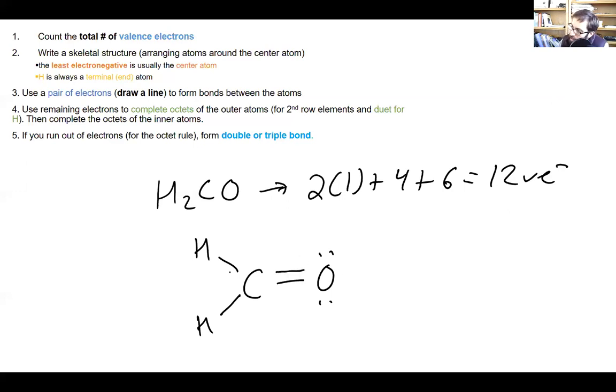Now we will be good because we got 2, 4, 6, 8 for carbon, 2 each for the hydrogens, and 2, 4, 6, 8 for the oxygen. Octet rule satisfied. And in total, we used 12: 2, 4, 6, 8, 10, 12. So that's it. We'll just continue to do 3 more examples in the next video.